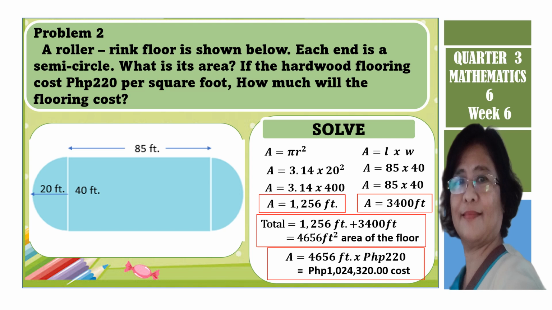Then we multiply it by 220 for the hardwood flooring to find the amount. How much will the flooring cost? So we multiply 4,656 times 220, which is equal to 1,024,320 pesos. That is the cost of the flooring.